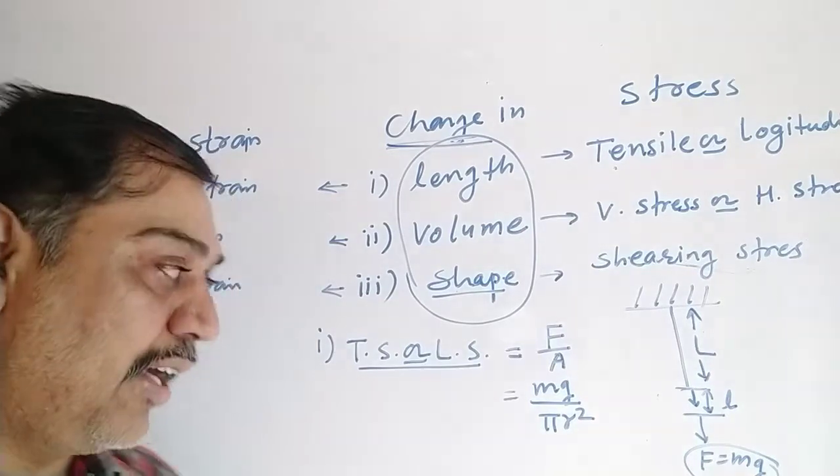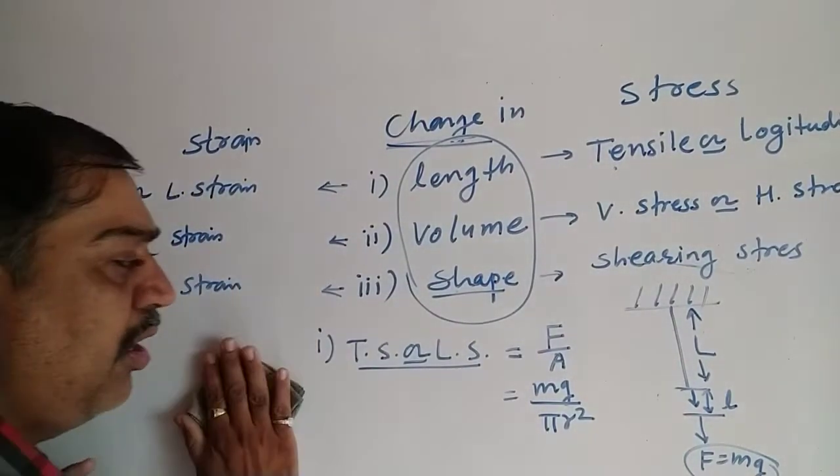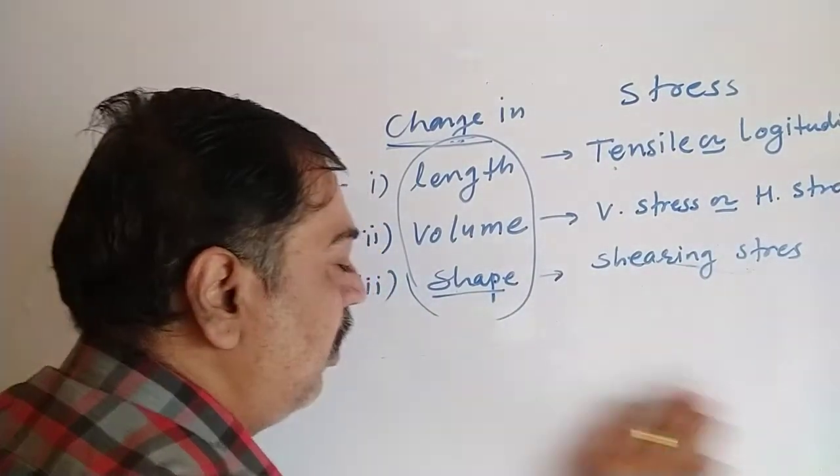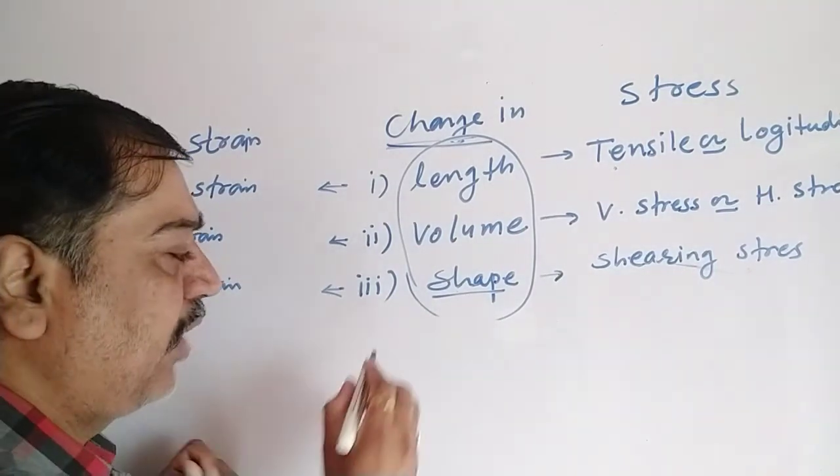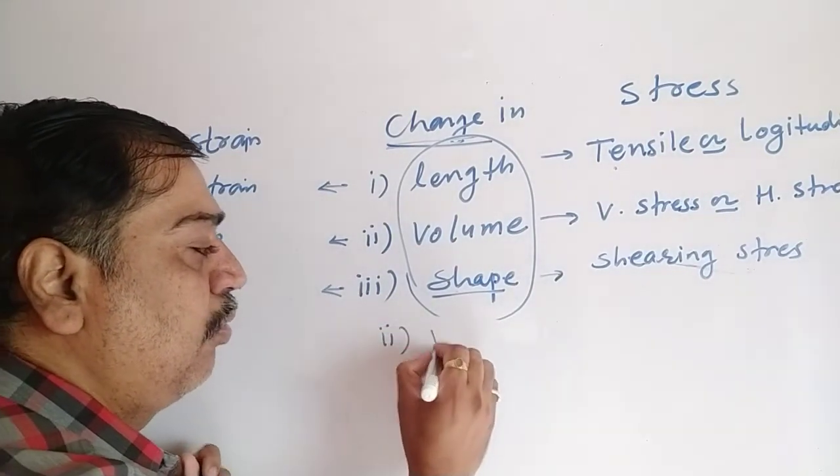Once you got this, let's go to the next one. I will just erase it. We'll go to the second type of stress. Or first we will see all the stresses, then we go to strains. Okay. So let's go to the second type of stress. So what is that? Volume stress.